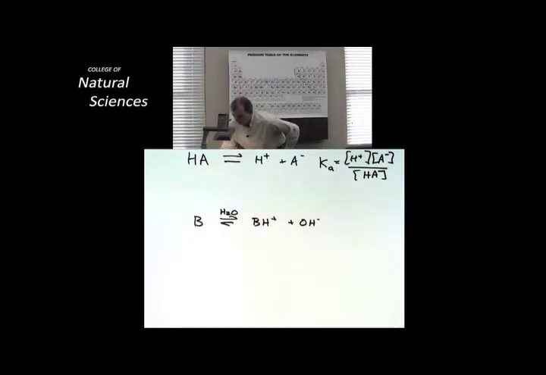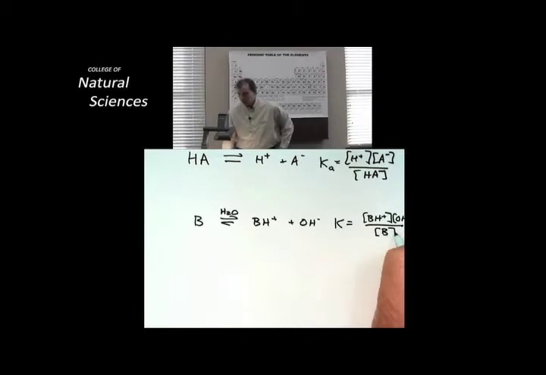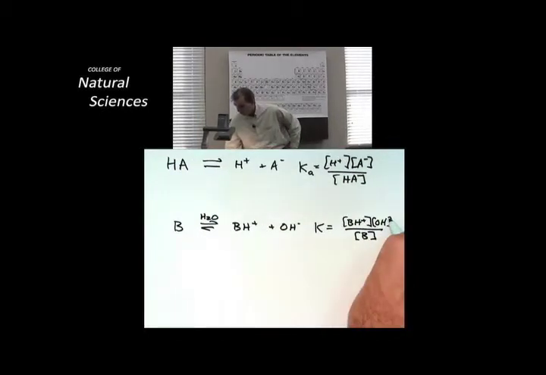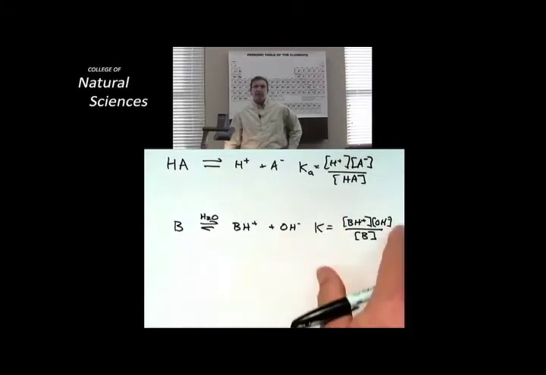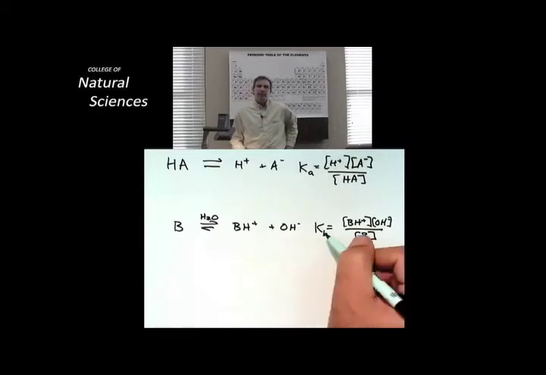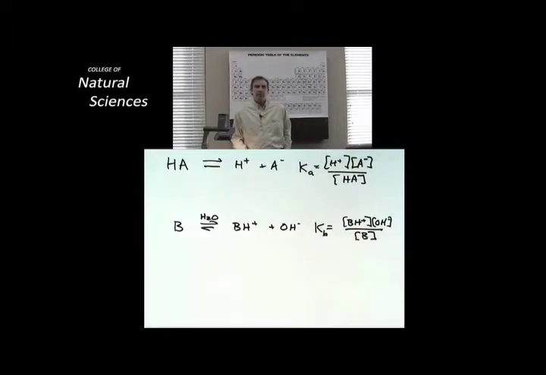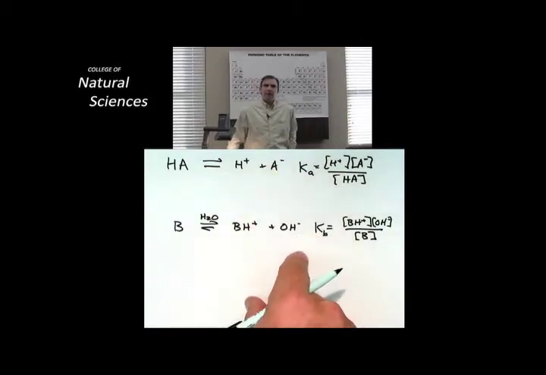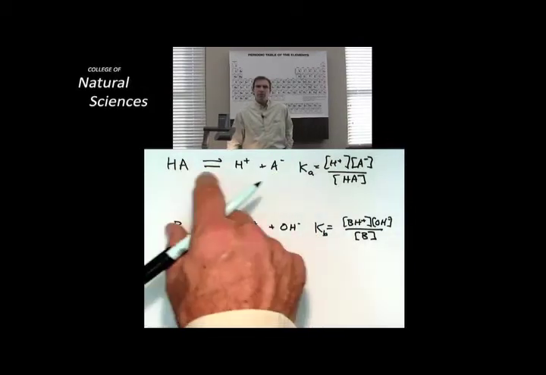We can write down the K for this. It's the BH plus times the OH minus, and again, the base goes into solution typically, and so we have a ratio with a denominator. This is the basic equilibrium, in the same way the Ka describes the acid, the Kb describes the base. So these are the two forms that we're going to be using for our acid-base equilibria: the acid form, the basic form.